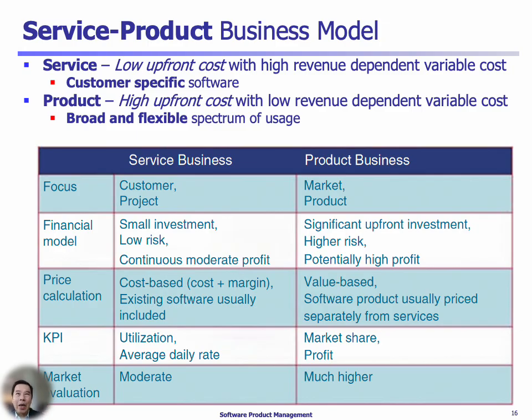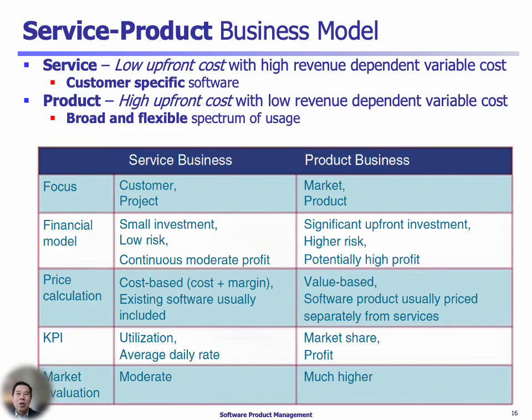However, if you have a product, you need to spend a lot of time and the upfront cost is high, and you need to build it without recouping that upfront cost. But then once you have the product, you can package it, you can sell it, you can license it, you can keep selling it again, and you can keep upgrading it. So you don't just sell your time as a customization, but you sell the licensing of that product. And the table here shows you the focus, the price calculation, the KPI, and the market valuation.